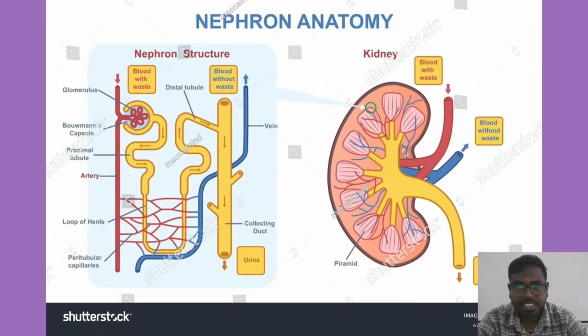In the slide right in front of us, we're seeing the anatomy of the nephron. Generally, the nephron is present in the renal part of the kidney. The nephron consists of the glomerulus, Bowman's capsule, proximal tubule, loop of Henle, and then the distal tubule, and finally it leads to the collecting duct.